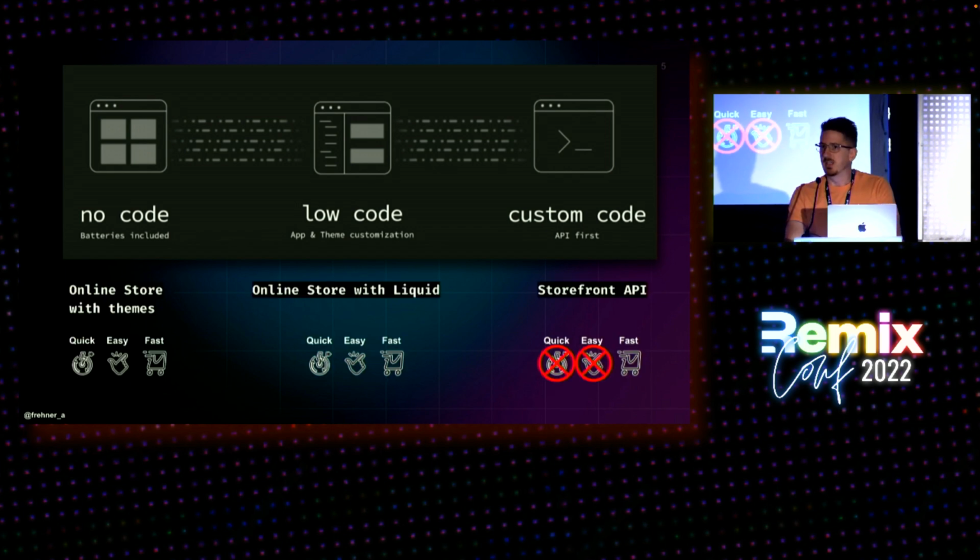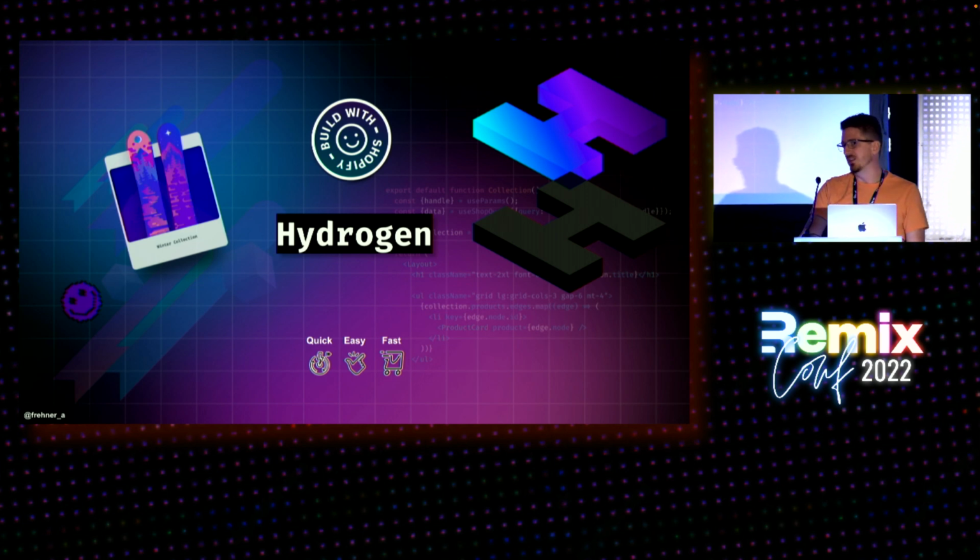Now, Shopify has always had some pretty excellent tooling for the no-code and low-code solutions. But unfortunately, the custom code side of things, it wasn't quick and it wasn't easy, but at least it was fast. So about 1.5 years ago, Shopify realized that they needed to fix this problem. And they started working on a new React framework called Hydrogen. And again, the goal was to make things quick, easy, and fast to make a completely headless, custom code Shopify website. Now, last time I checked, though, this isn't Hydrogen Conf, this is Remix Conf.